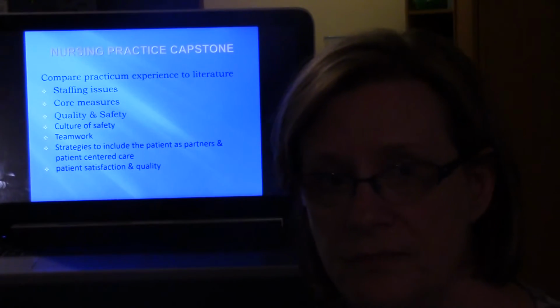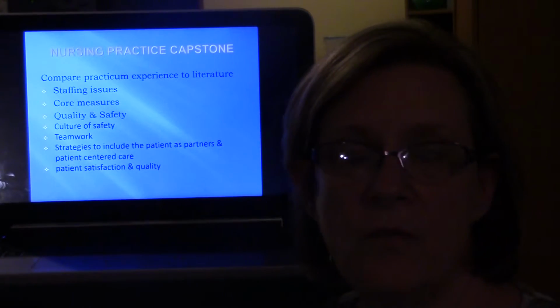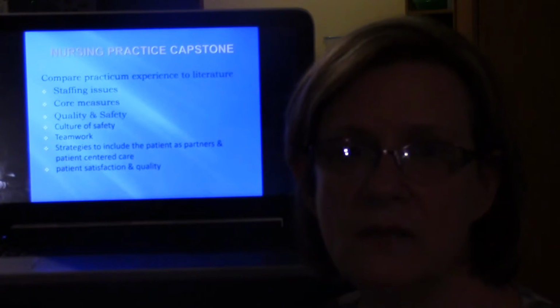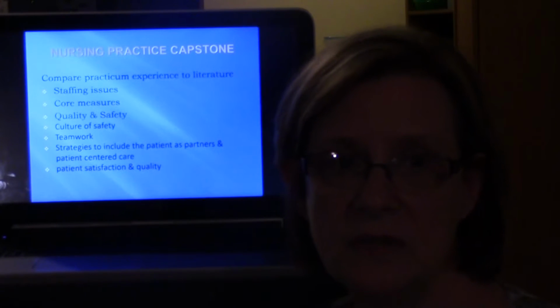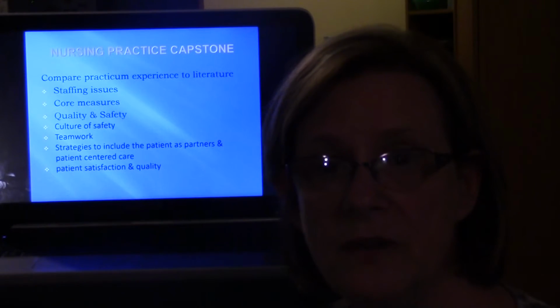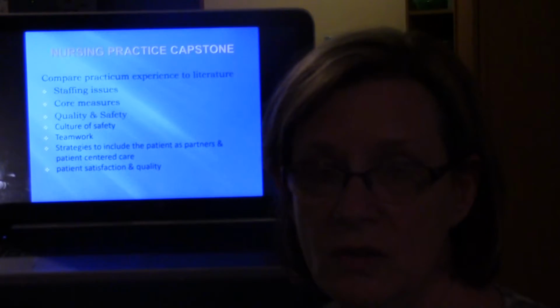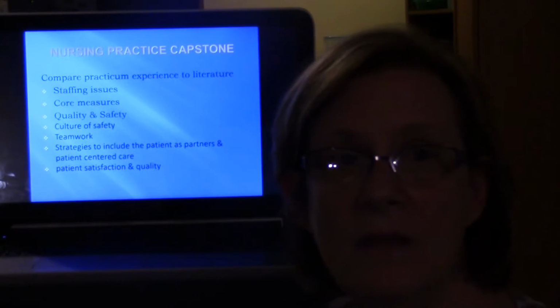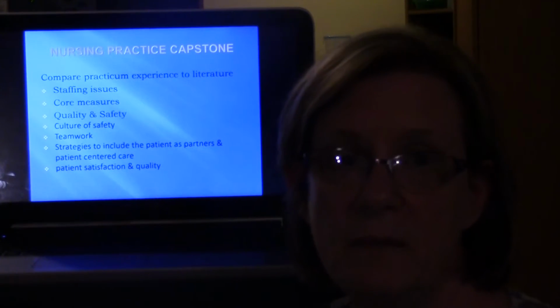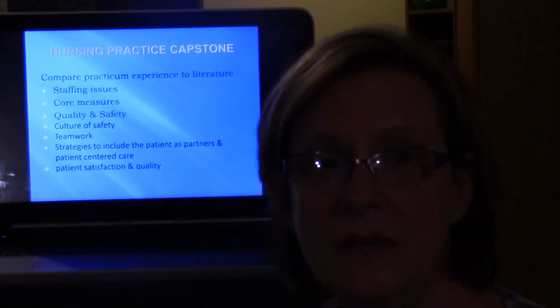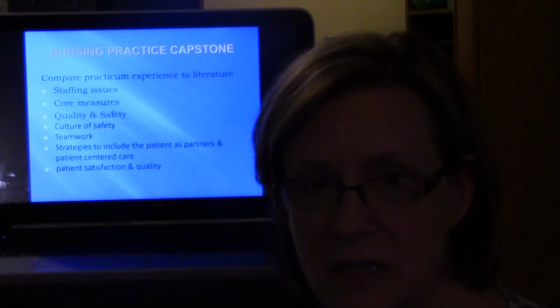Core measures. These are the standard performance indicators that allow for comparison of quality measures between organizations. My practicum setting is very up to date on core measures and had someone that audited their charts to ensure they were all completed in a timely manner and completed correctly. Quality and safety is another subject that I particularly paid attention to.